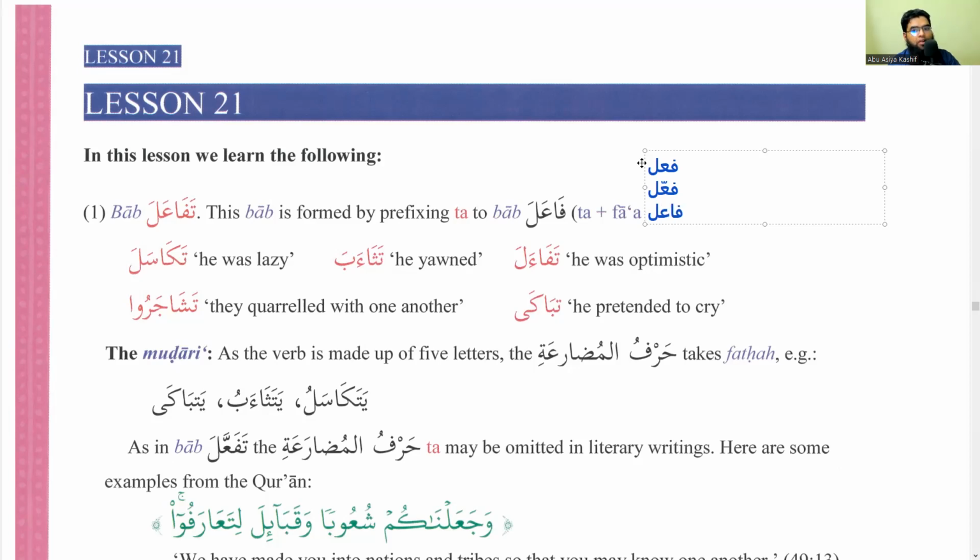Correct? And then we learn form 4. Af'ala, form 4. Af'ala yuf'ilu, if'al. This is called bab if'al. Form 3 is called bab taf'il also, by the way. Bab taf'il, bab mufa'ala, or fi'al. It has two names. Form 3 is the only one which has two masdars, by the way. Fa'ala has two masdars, mufa'ala as well as fi'al.